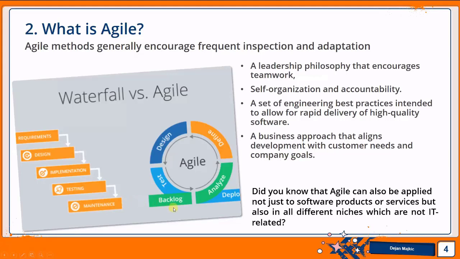On the other hand, Agile software development refers to a group of software development methodologies based on iterative development, where requirements and solutions evolve through collaboration between self-organizing cross-functional teams. Agile methods generally encourage frequent inspection and adaptation, a leadership philosophy that encourages teamwork, self-organization, and accountability, a set of engineering best practices intended to allow for rapid delivery of high-quality software, and a business approach that aligns development with customer needs and company goals.